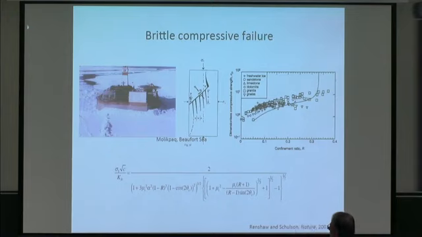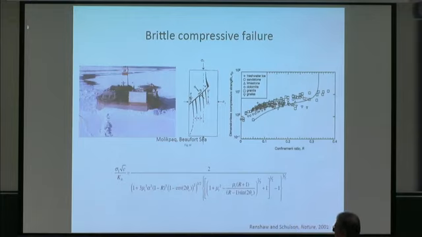And here it is, a non-dimensional plot of the brittle compressive failure stress versus the degree of confinement. The line on the plot is the theory. The points in the plot are data obtained not just from ice, but from other geophysical materials. The model is not limited to ice.